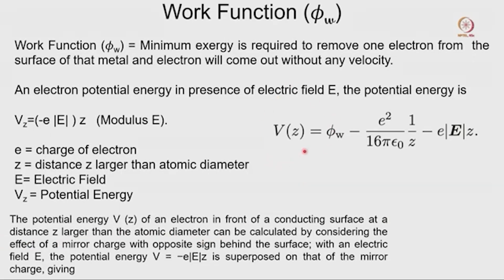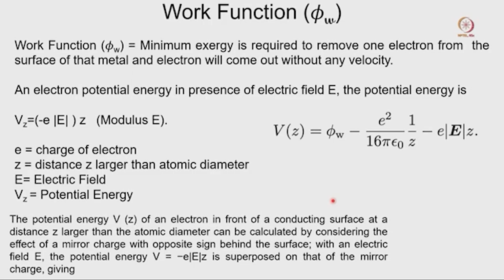So, here this is the potential energy of an electron. Here, as I mentioned, this is the work function, and then minus e squared by 16 pi epsilon 0 multiplied by 1 by z, and minus the modulus of the electric field E times z. z is the distance which is larger than the atomic diameter.